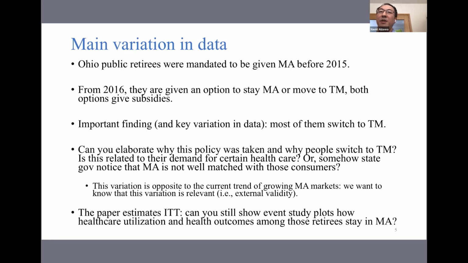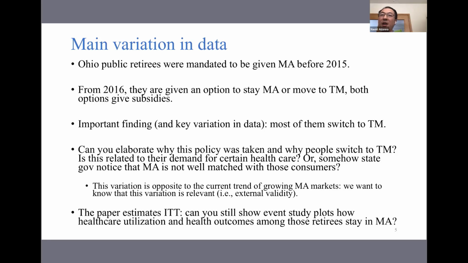The paper utilized the policy change for Ohio public retirees, who were initially mandated to be in Medicare Advantage before 2015, but from 2016, those people were given an option to stay in Medicare Advantage or move to traditional Medicare. And it seems that both options are given some subsidy for the consumers. The important finding and the key variation in the data is that most of those people switched to traditional Medicare. For the paper that I've read, I don't see much discussion about this policy change, but it seems really important. So I'd like to learn more about the policy itself.